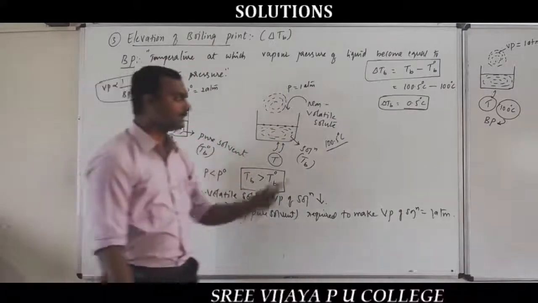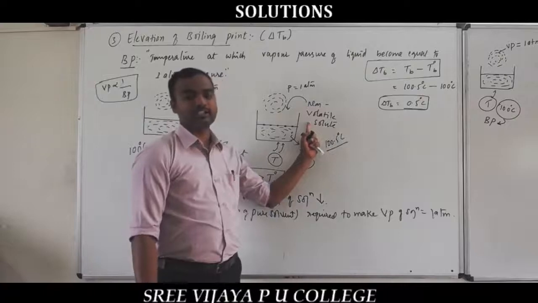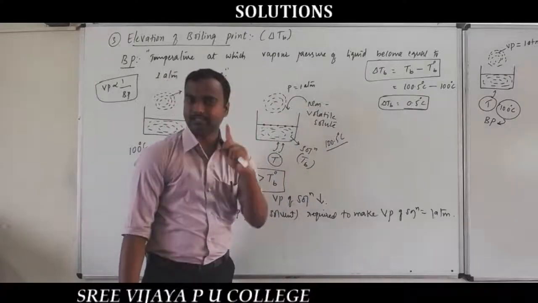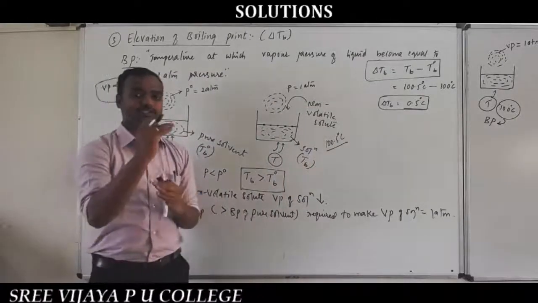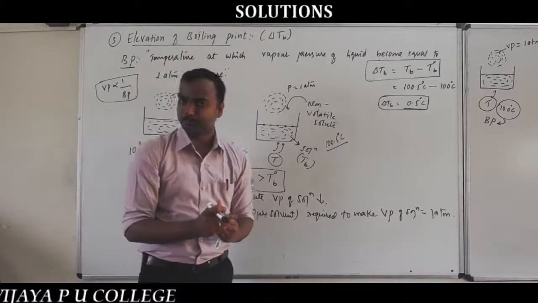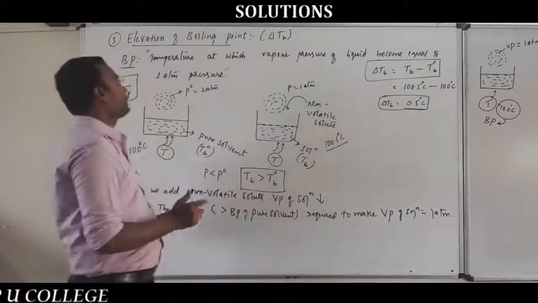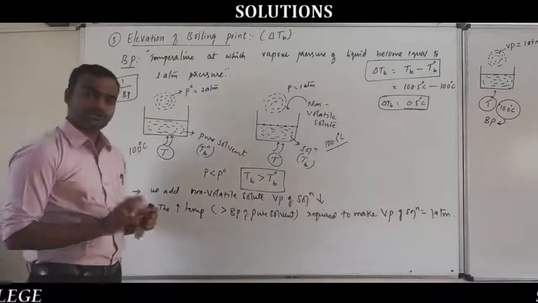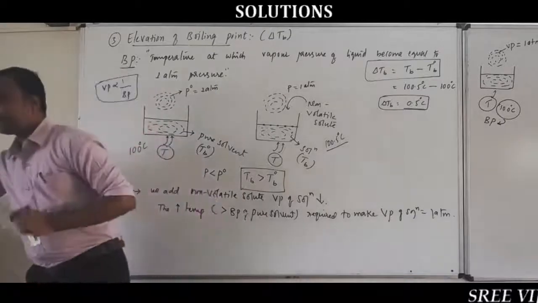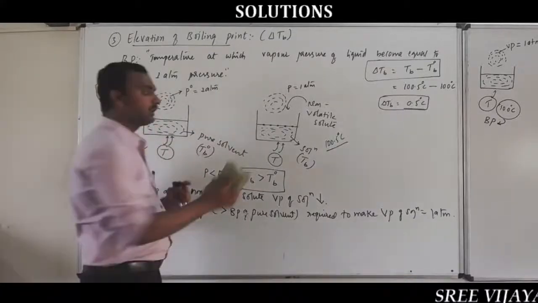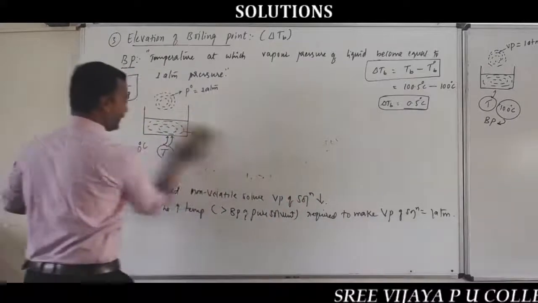Why does it elevate? Because due to the presence of a non-volatile solute, the vapor pressure decreases, hence the boiling point of the solution increases compared to the pure solvent. So that's the concept of elevation of boiling point of the solvent. It can be represented using a graph. So we can make a representation on a graph. How shall we do it?